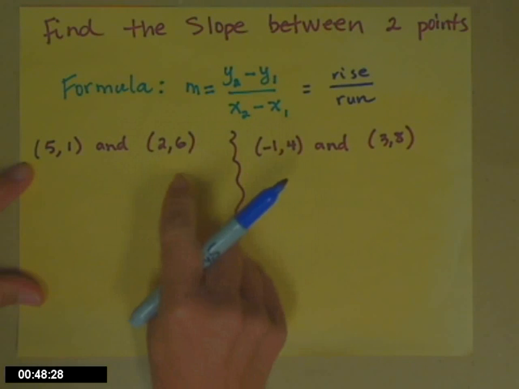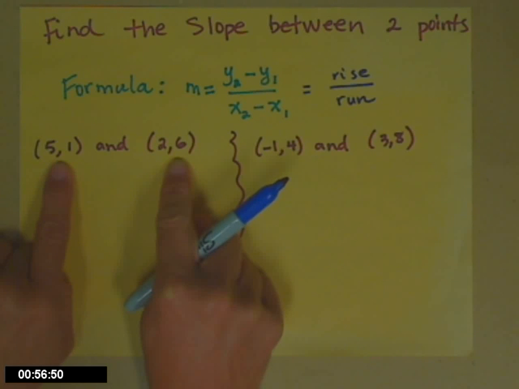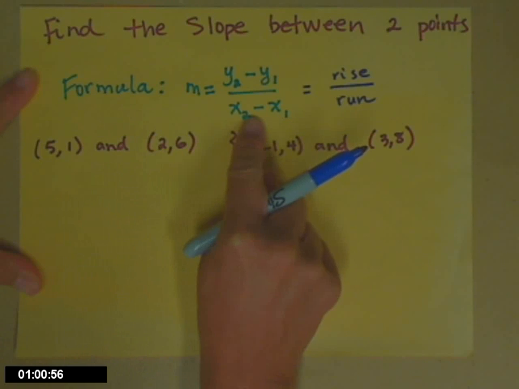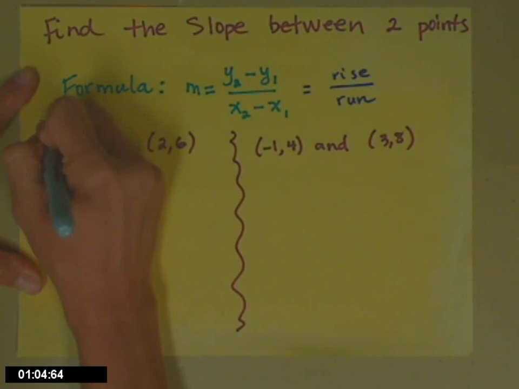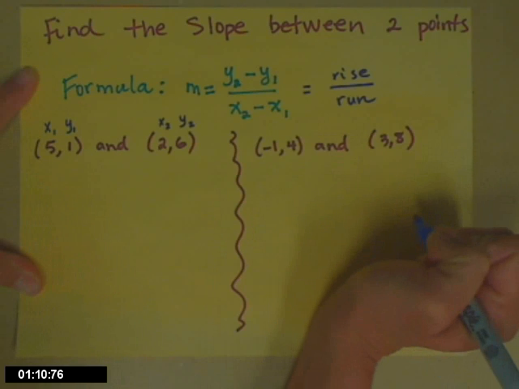So let's say I have two examples here. In the first example, I need to find the slope between the points 5, 1 and 2, 6. So I'm going to be plugging these numbers into that formula. Sometimes I will have my students go ahead and subscript. Remember, in a point it's x first, then y.